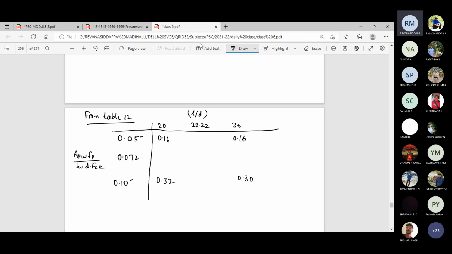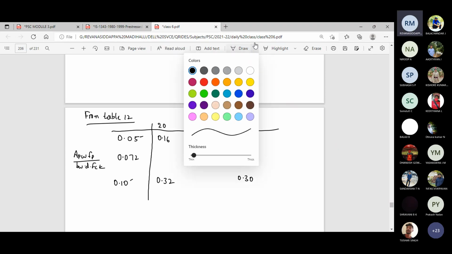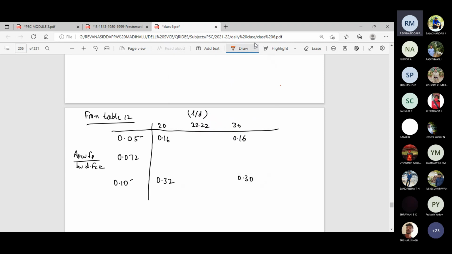Now what you have to do is interpolate between these two values. When L by D is equal to 20, XU by D is 0.16. When L by D is equal to 30, XU by D is 0.16. Here, if you do the interpolation, you will get the same value, 0.16 only. Similarly, here you do the interpolation. When L by D is equal to 20, corresponding XU by D is 0.32. When L by D is equal to 30, corresponding XU by D is 0.30.